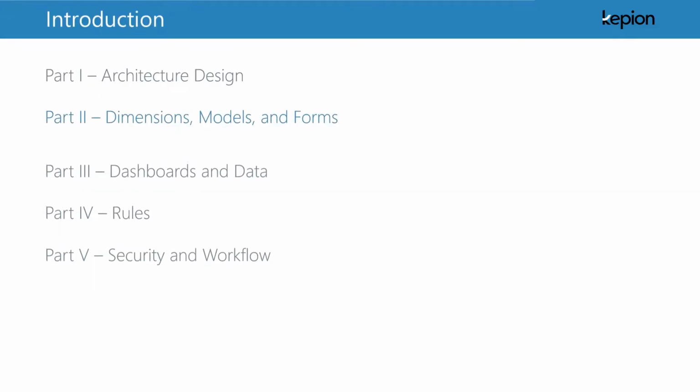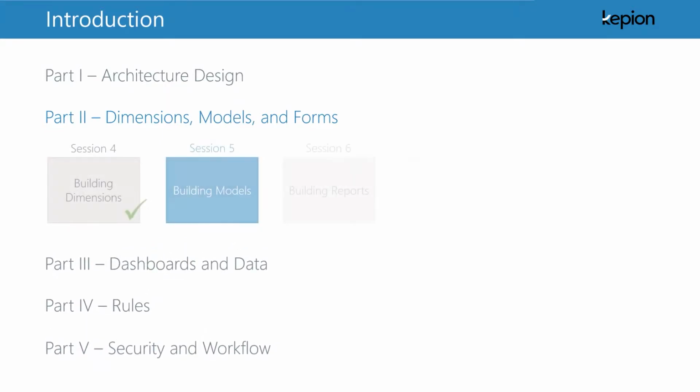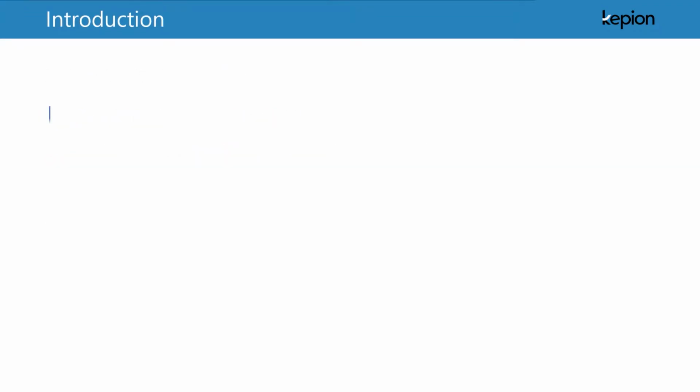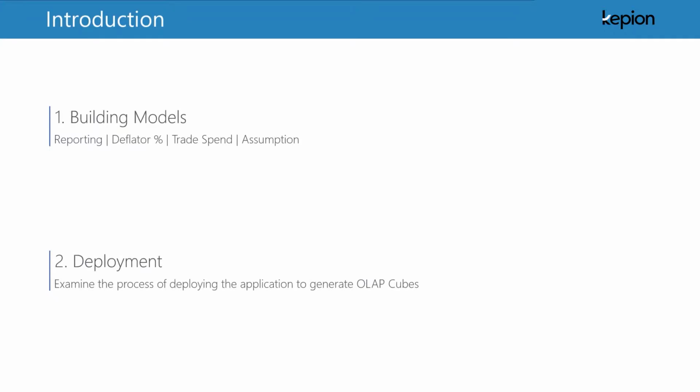In this session, we'll use the dimensions we built to create the models we outlined in the architecture document. Remember that models are used to capture or report on data in the application. We'll begin by building the 4 models we outlined in the architecture document. Then we'll examine the deployment process, which generates the OLAP cubes defined by our models.